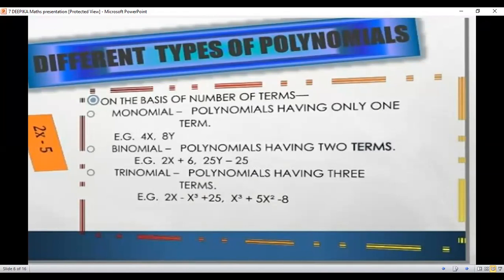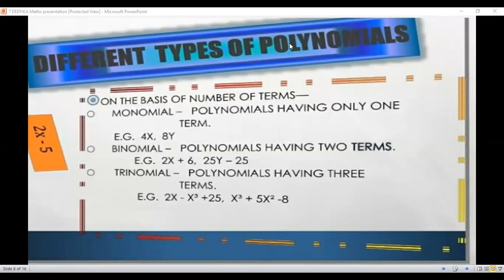Polynomials were divided into two types: by the number of terms, and by the power and degree of the variable. In the number of terms, they were divided into three types: monomial, binomial, and trinomial. Monomial has only one term, for example, 4x or 8y. Binomial, polynomials having two terms, for example, 2x plus x. Trinomial, polynomials having three terms, for example, 2x minus x cubed plus 25.